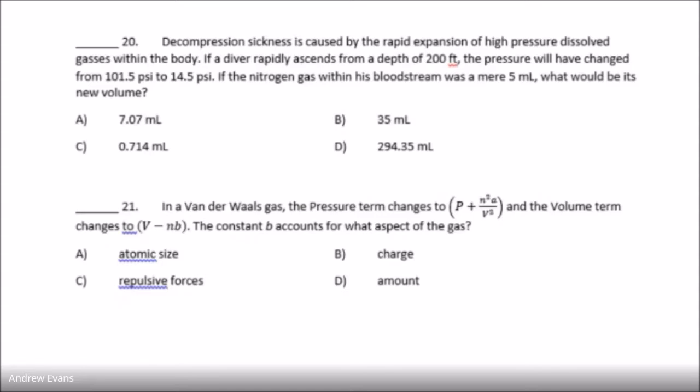So a and b, to try to adjust this, we're dealing with the interactive forces and the size of the gas. Well, the b, since we're subtracting from the volume, deals with the actual atomic size of the gases. So the correct answer was A. The constant a will deal with its repulsive forces. How well do these gases interact with each other? The interactive or repulsive forces would be constant a, but constant b deals with the atomic size.